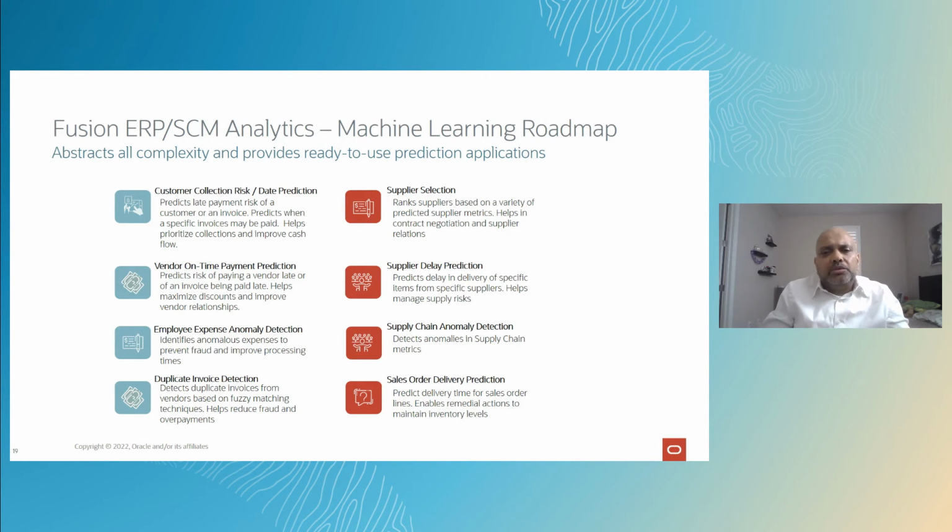What we are planning to do on the roadmap on the supply chain management side is supply chain anomaly detection. This is one area where we are going to uncover all anomalies in your supply chain processes and provide that visibility to you so that you can take action. Then we are also working on sales order delivery prediction, which is a feature going to be available in supply chain management analytics.